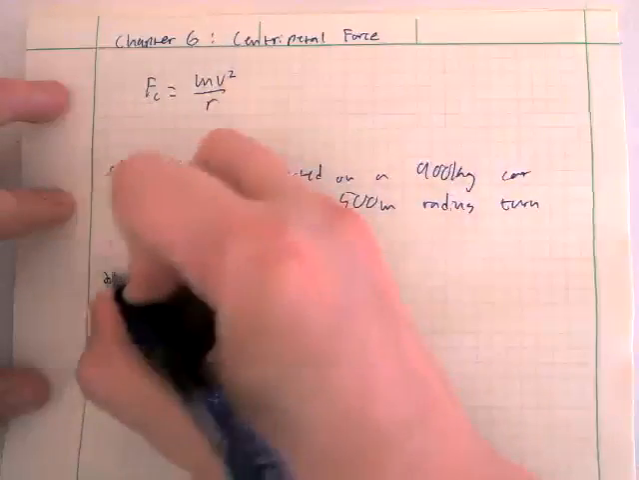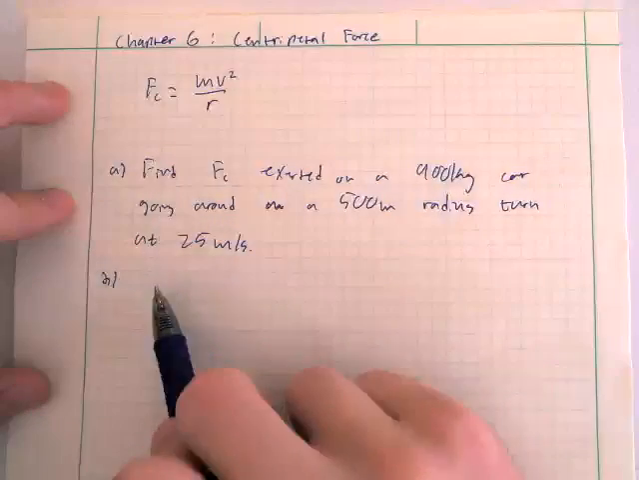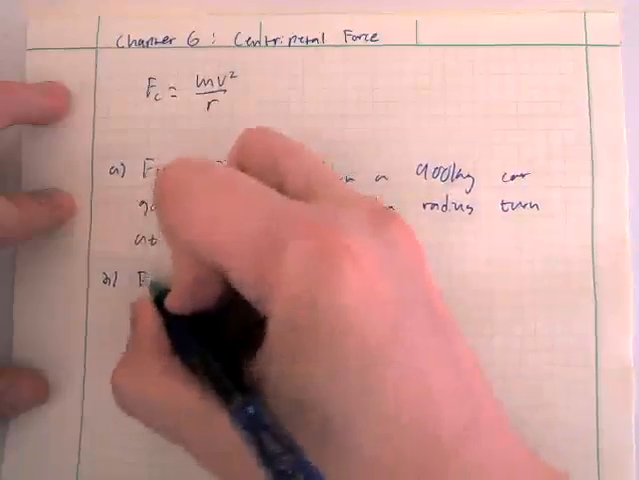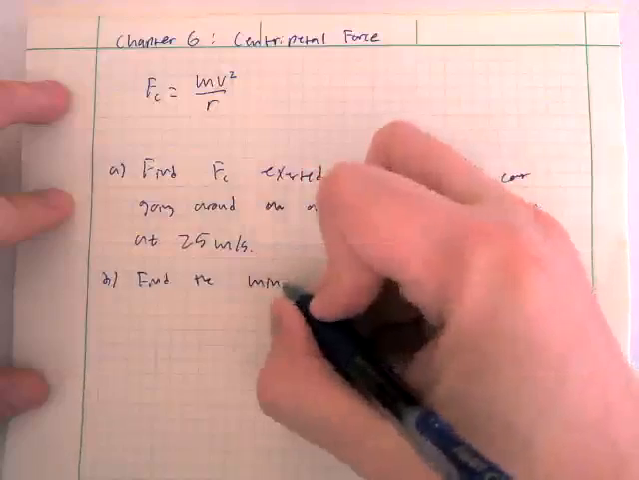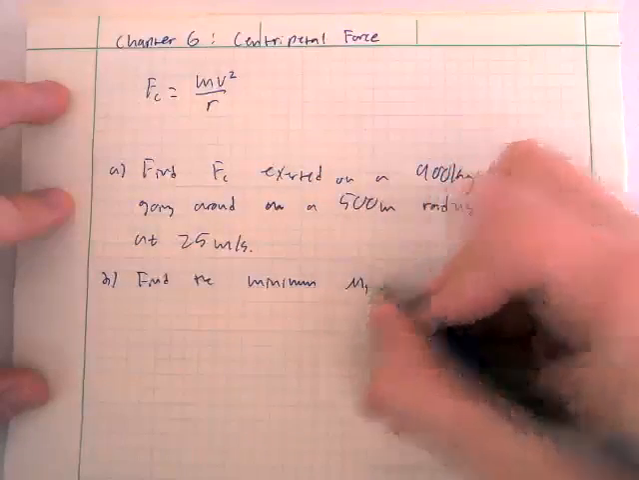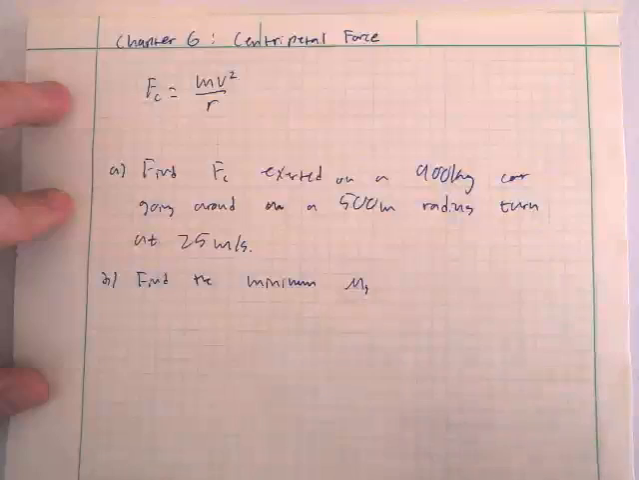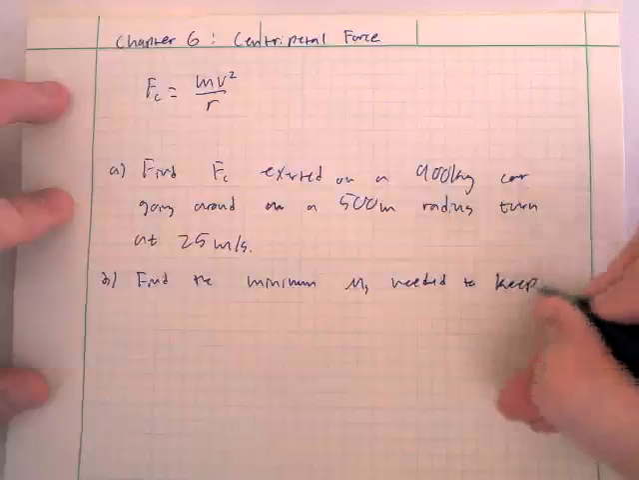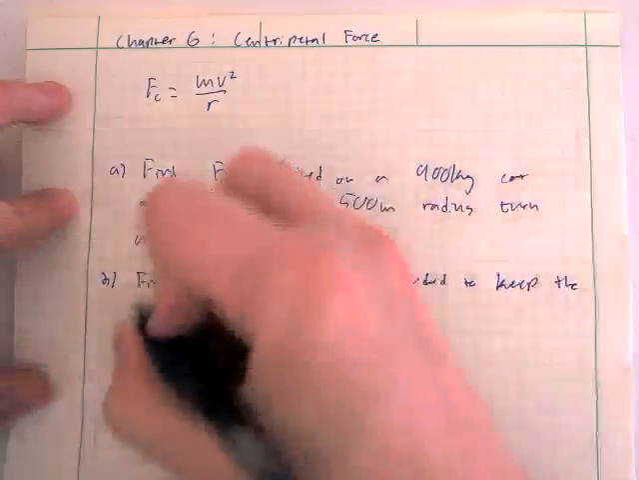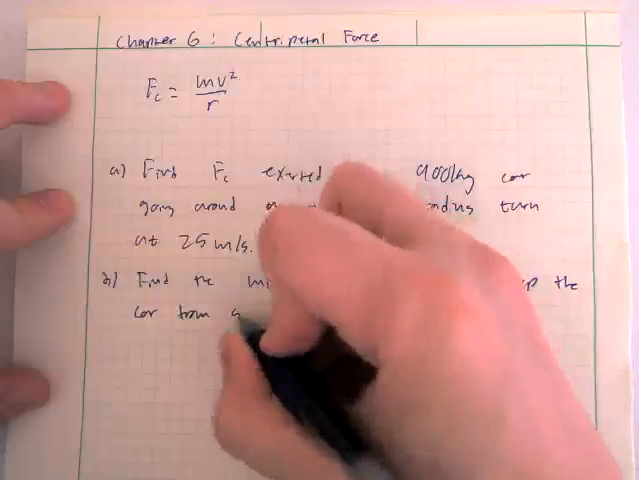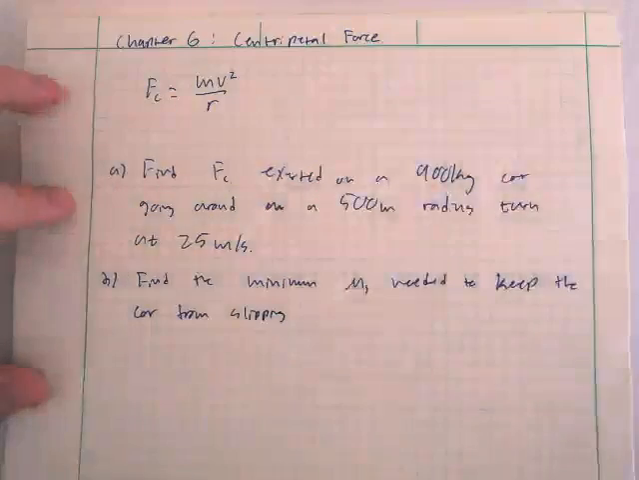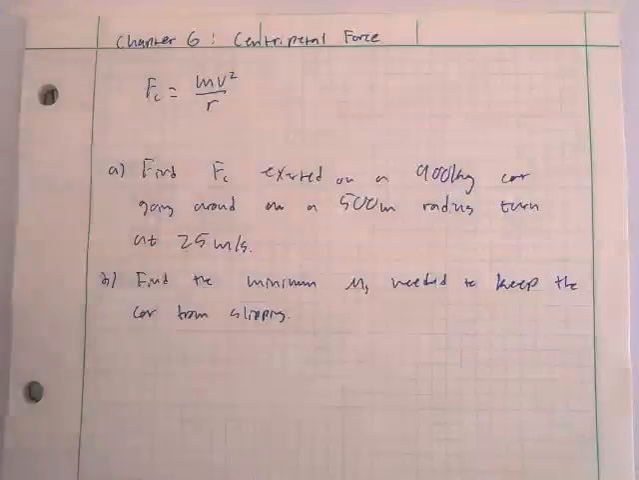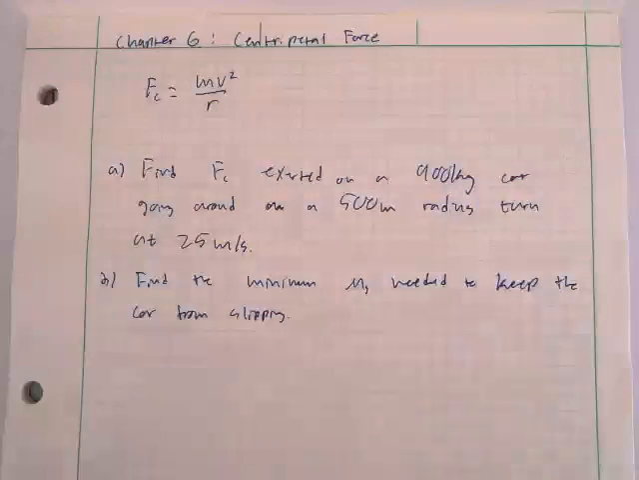First, we'll find this, and then the next part, which is just an example from the book that I'm going to put some numbers to and work through. We're going to find the minimum coefficient of static friction, the minimum mu sub s, needed to keep the car from slipping. As we all know, if you take a turn and go around it too quickly, you will slip off the road. Hopefully you don't actually do this, but it is the friction between the road and your tires that keeps you from doing that.